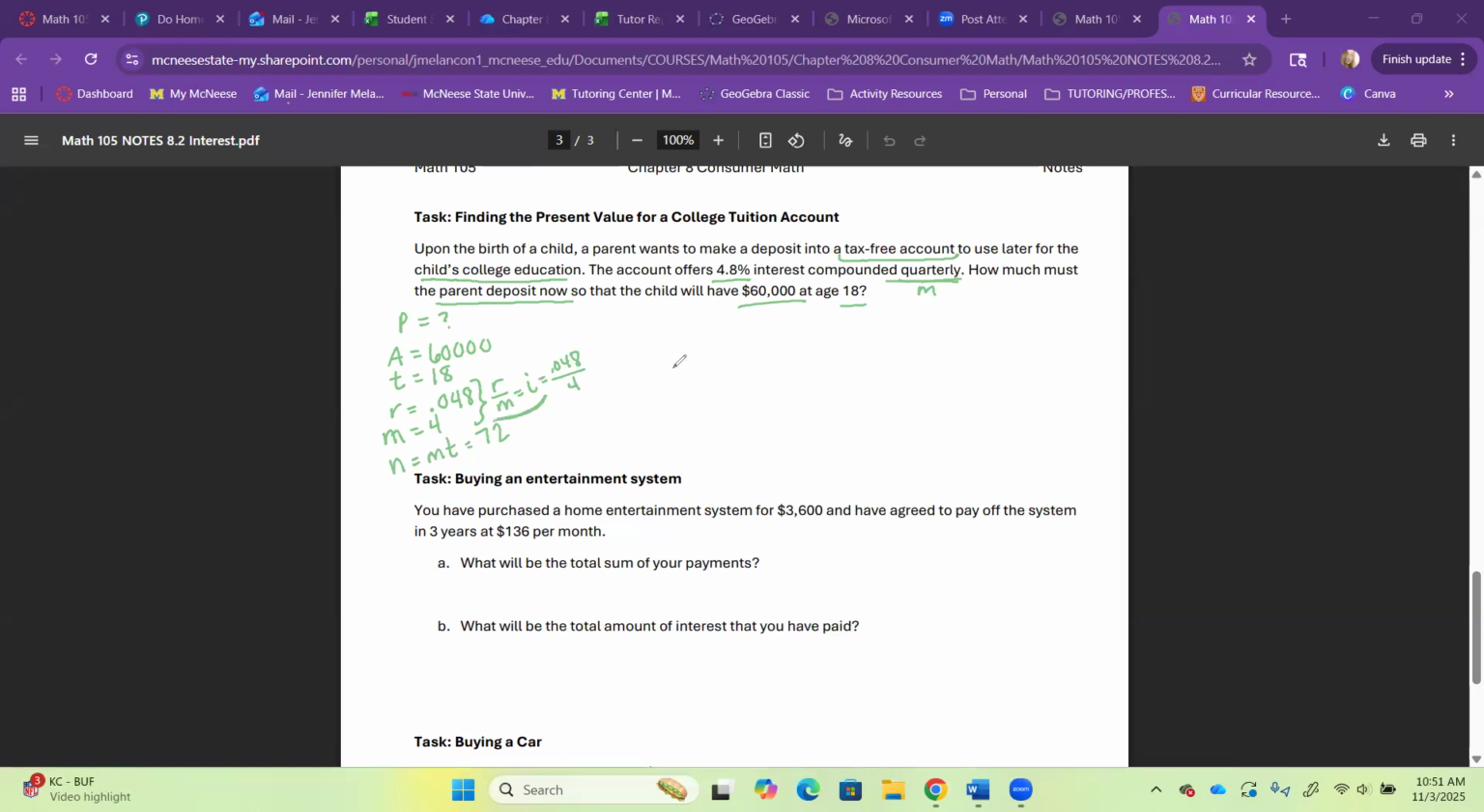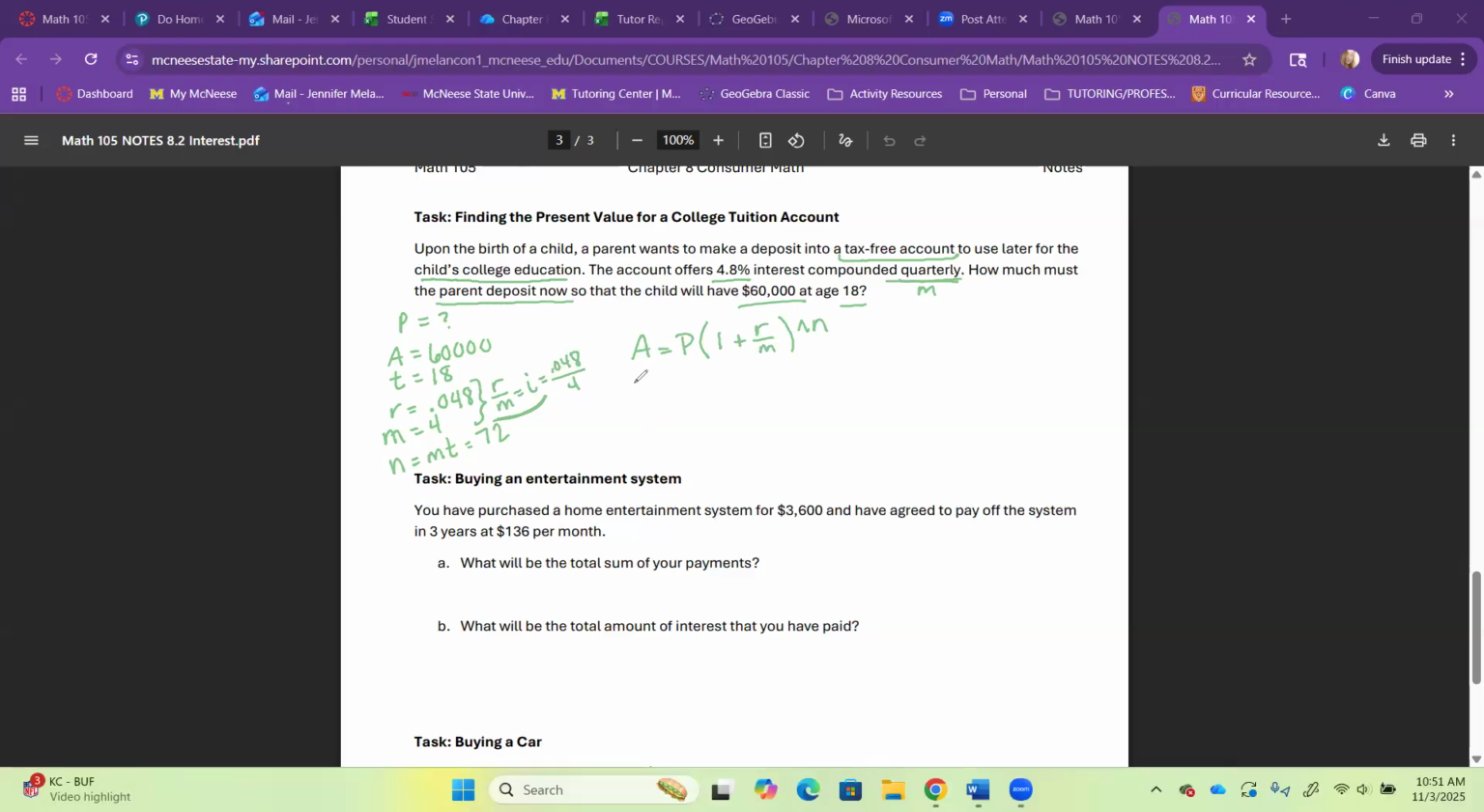R over M is I. So let's go ahead and write out our formula. A equals P times 1 plus R over M, or I, and that is raised to the nth power. All right, so now we can start to fill in our known variables and also our unknown.